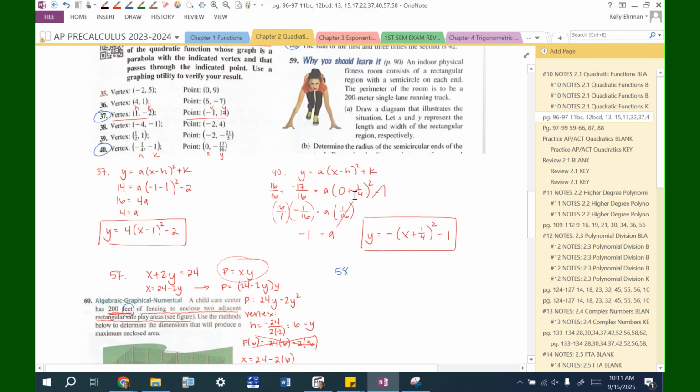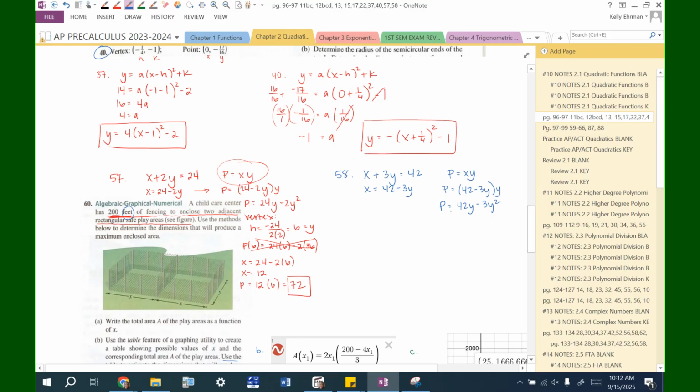Sum of the first and 3 times the second. The sum of the first and 3 times the second is 42. Same idea. P equals x times y. So solve this equation for either x or y. It's easiest to solve it just for x to get it by itself. Replace the x with 42 minus 3y times y. So now my formula for the product is 42y minus 3y squared. I want the max product, so I'm going to find the vertex.